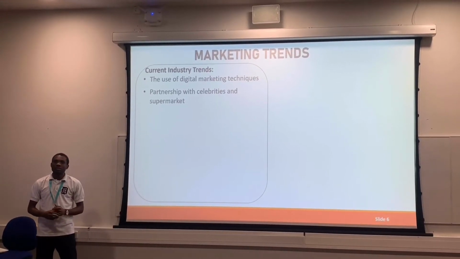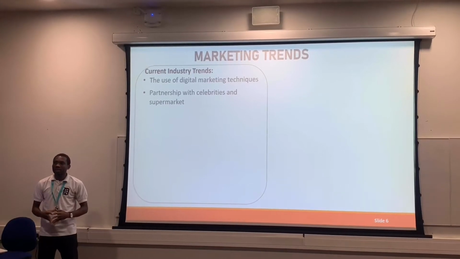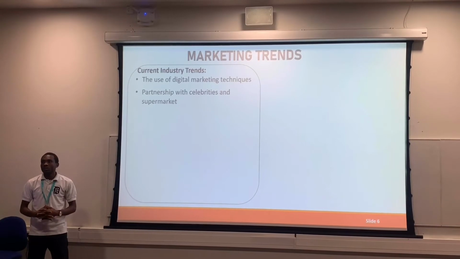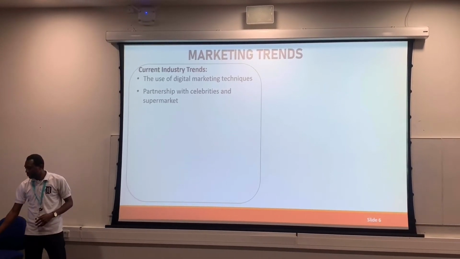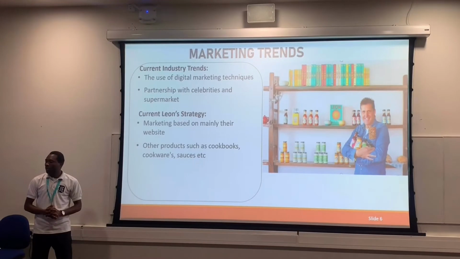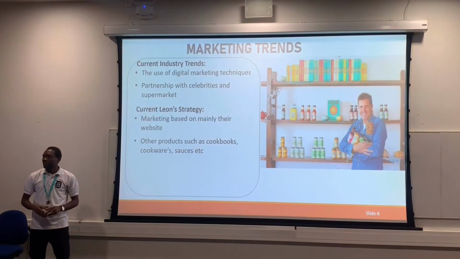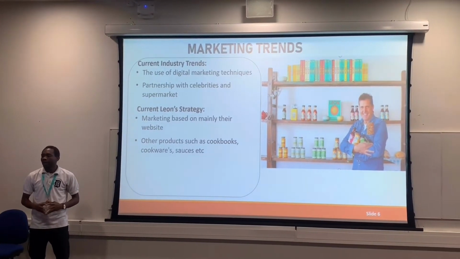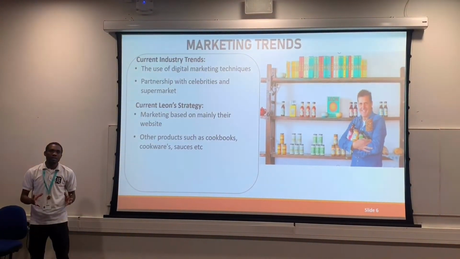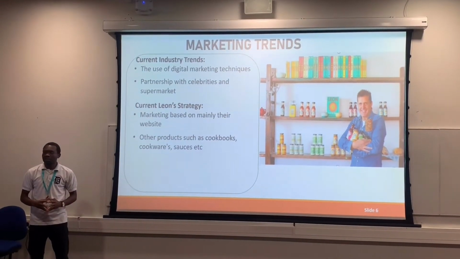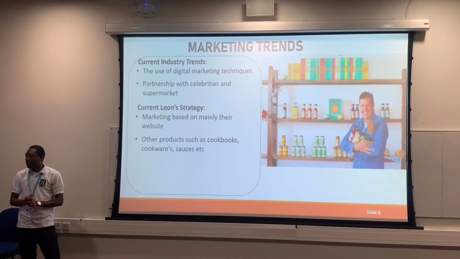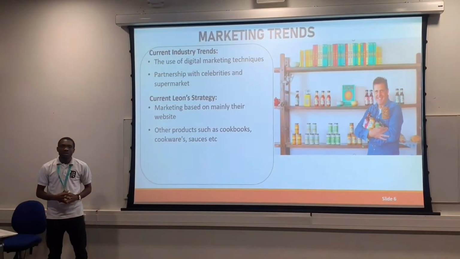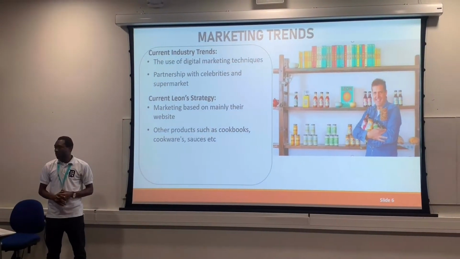So restaurants now have entered into the supermarket industry in the sense that they provide products such as sauces, cookwares, which are available in the shelves of the supermarkets. Focusing a little bit more on Leon's current strategy, we find out that they base their marketing methods around their website. So all the marketing aspects of their business are just on their website. And then they also have other products such as their cookwares and cookbooks, sample of which is in the picture there with the founder.